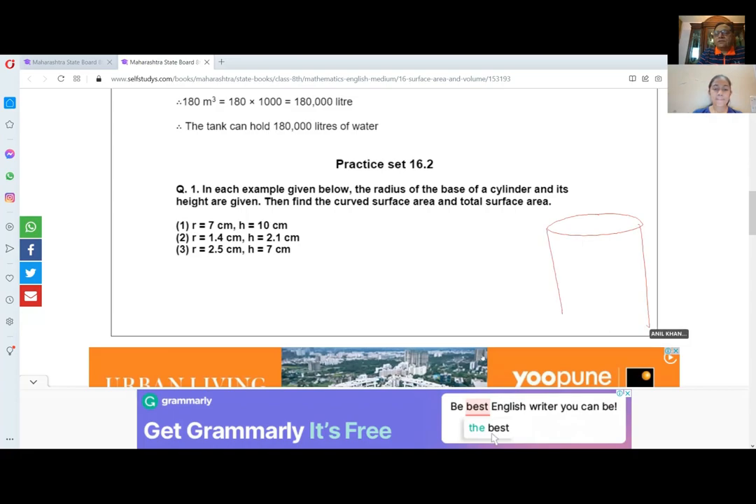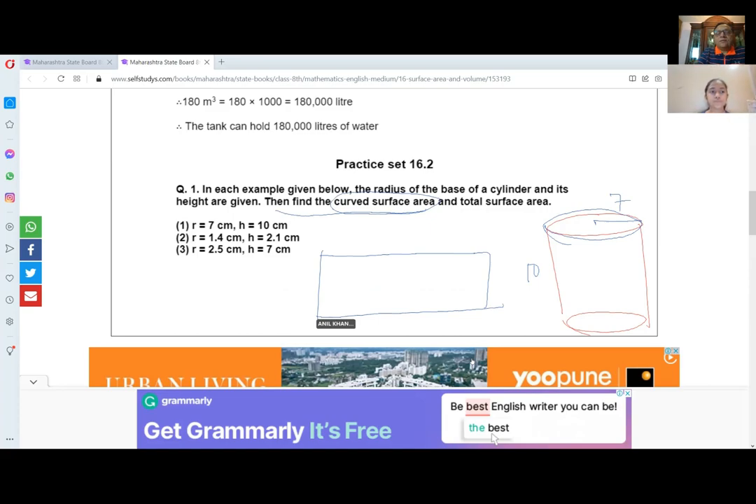This is a cylinder given to us. Radius is 7 centimeter and height is 10, correct? So find the curved surface area. This is the curved surface. If I cut it open, I'll get a rectangle whose length will be 2 pi r and the height remains 10. So what is the area here? 2 pi r h, right? Yes. So 2 pi r h.